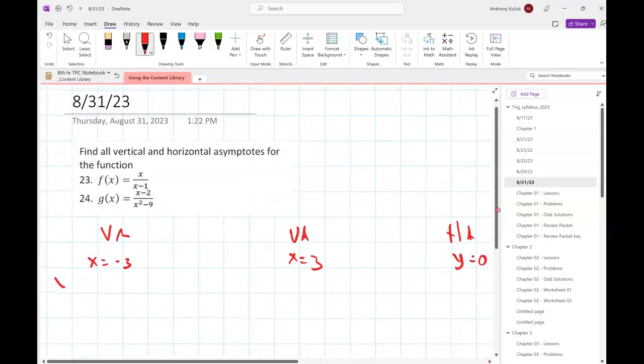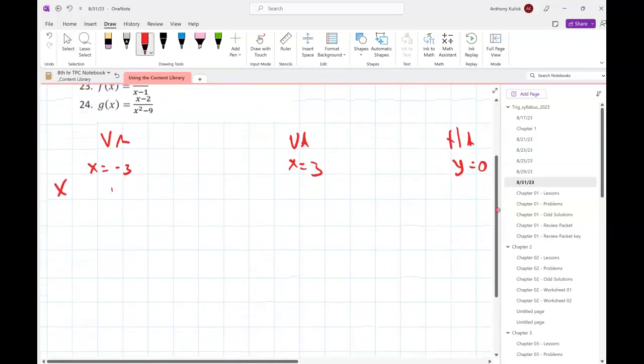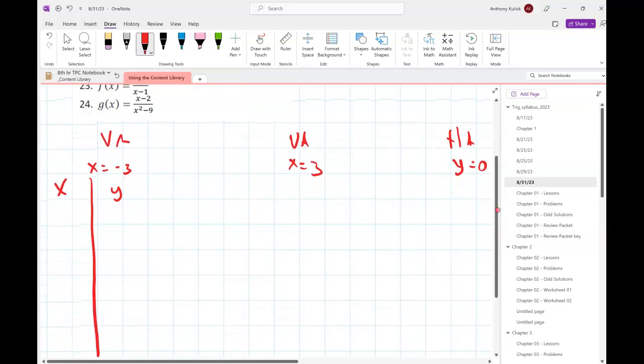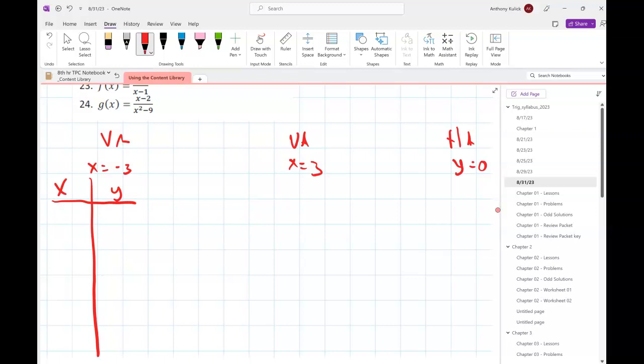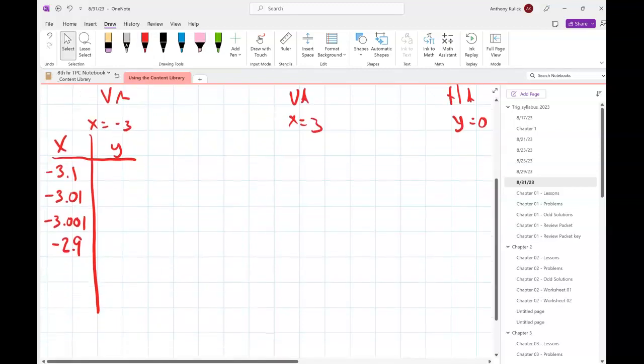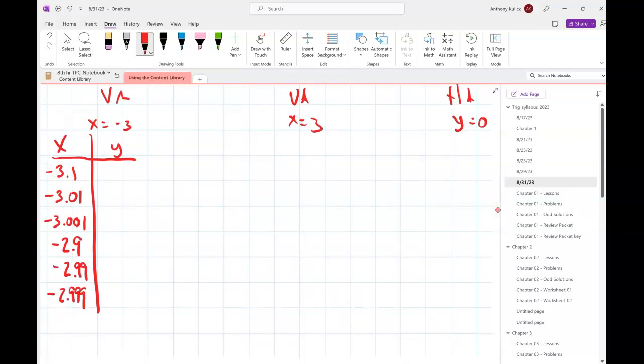And now let's confirm these. I'm going to do that with a table. I'll start by picking some values that are less than -3 and get progressively closer and closer to -3. So I'll do -3.1, -3.01, and -3.001. And I'll switch to some values that are bigger than -3 and getting progressively closer and closer to -3, so like -2.9, -2.99, and -2.999.